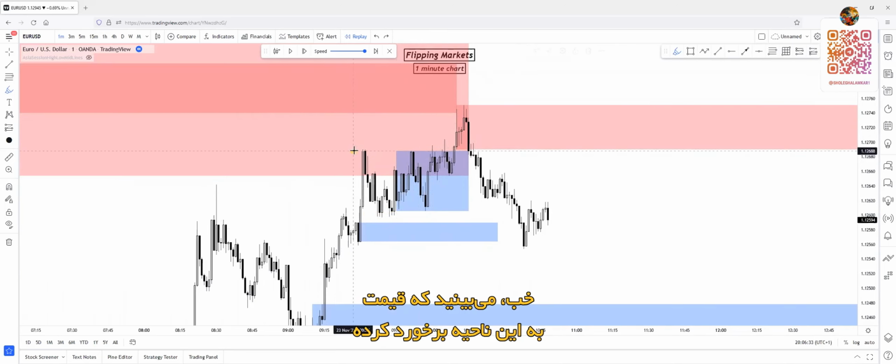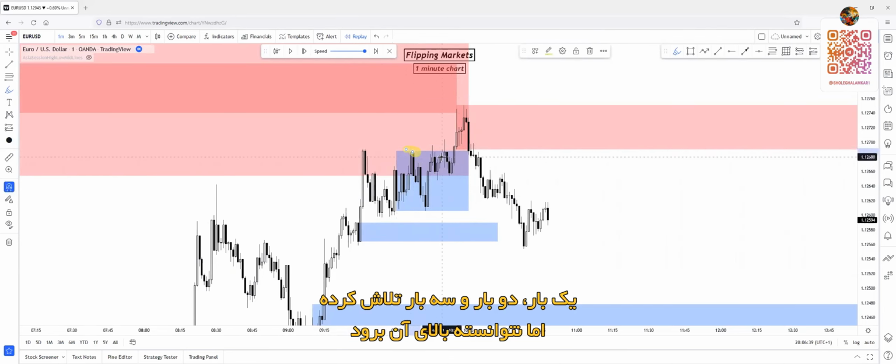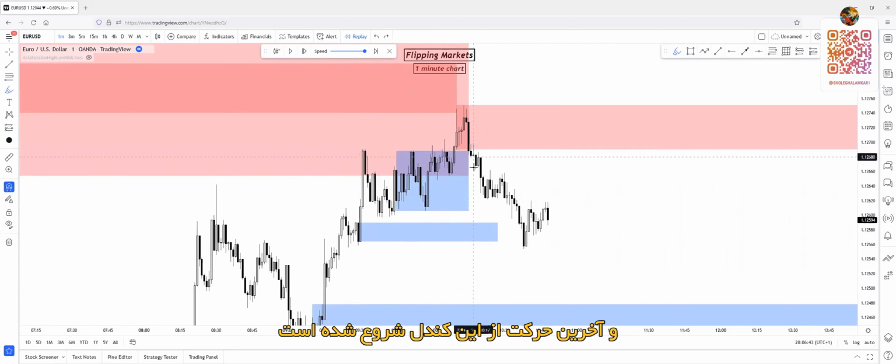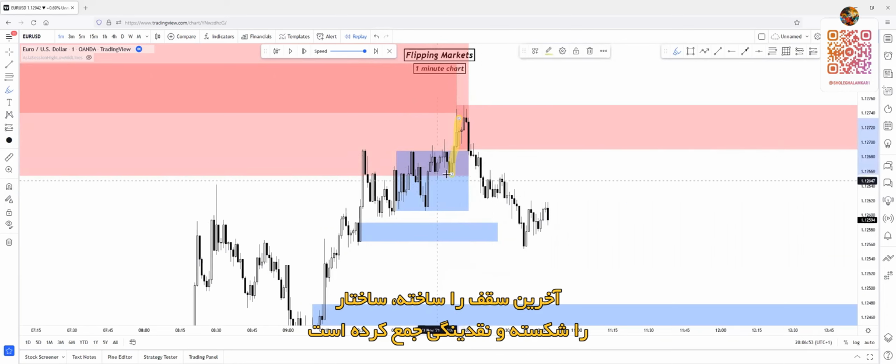Okay, as you can see, price tapped the zone first, but couldn't break above the last high point. It tried once, a second and a third time, but it couldn't break above. And the final push came into the market from this candle. This was the 1-minute zone that created the last high, the breakout of structure, and the liquidity sweep.